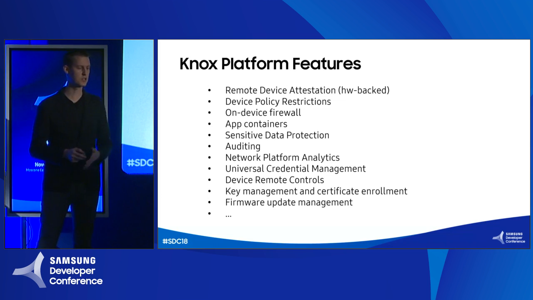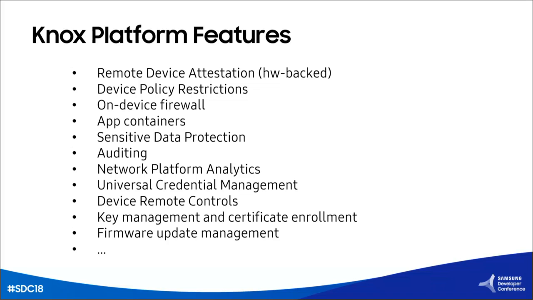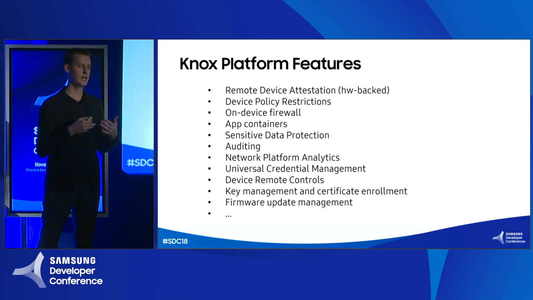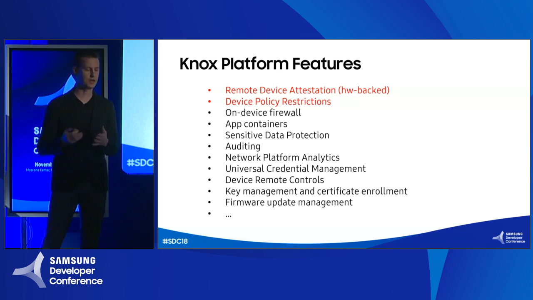So this is a list of some of the examples of the things that the Knox platform provides. So these are different areas, and even if you don't know what all of these are, go to the white paper. We've got the white paper. That's for afterwards. But each of these exposes a set number of features or controls or protections that you can take advantage of from the Knox platform. And just to cover a couple examples, the first two here, we have remote device attestation, and I think Mike will also go into a little bit of detail here, and device policy restrictions.